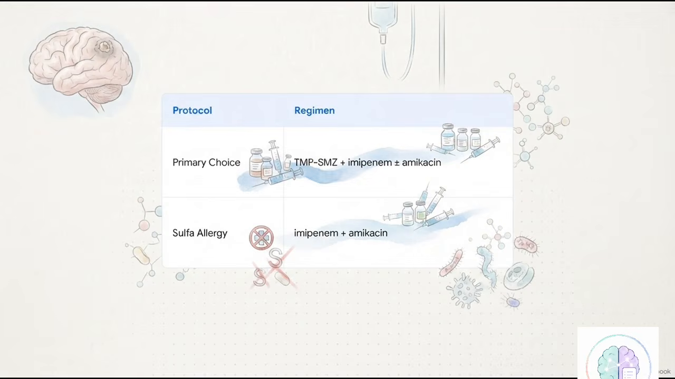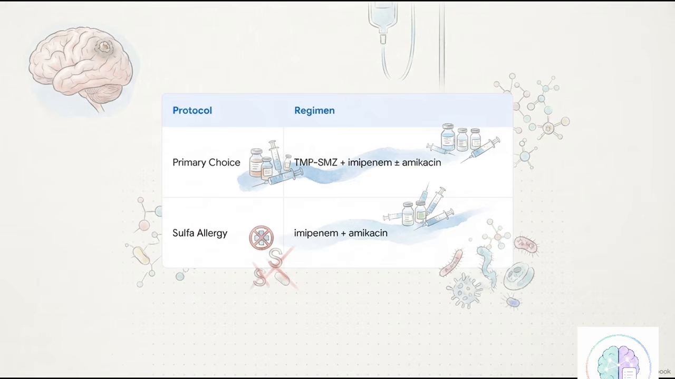All right, on to pharmacotherapy. Here are your precise antibiotic choices. Your primary attack is trimethoprim-sulfamethoxazole, or TMP-SMZ. That's given at 15 milligrams per kilogram IV of the trimethoprim component per day, and you're going to spread that out into 2 to 4 divided doses.